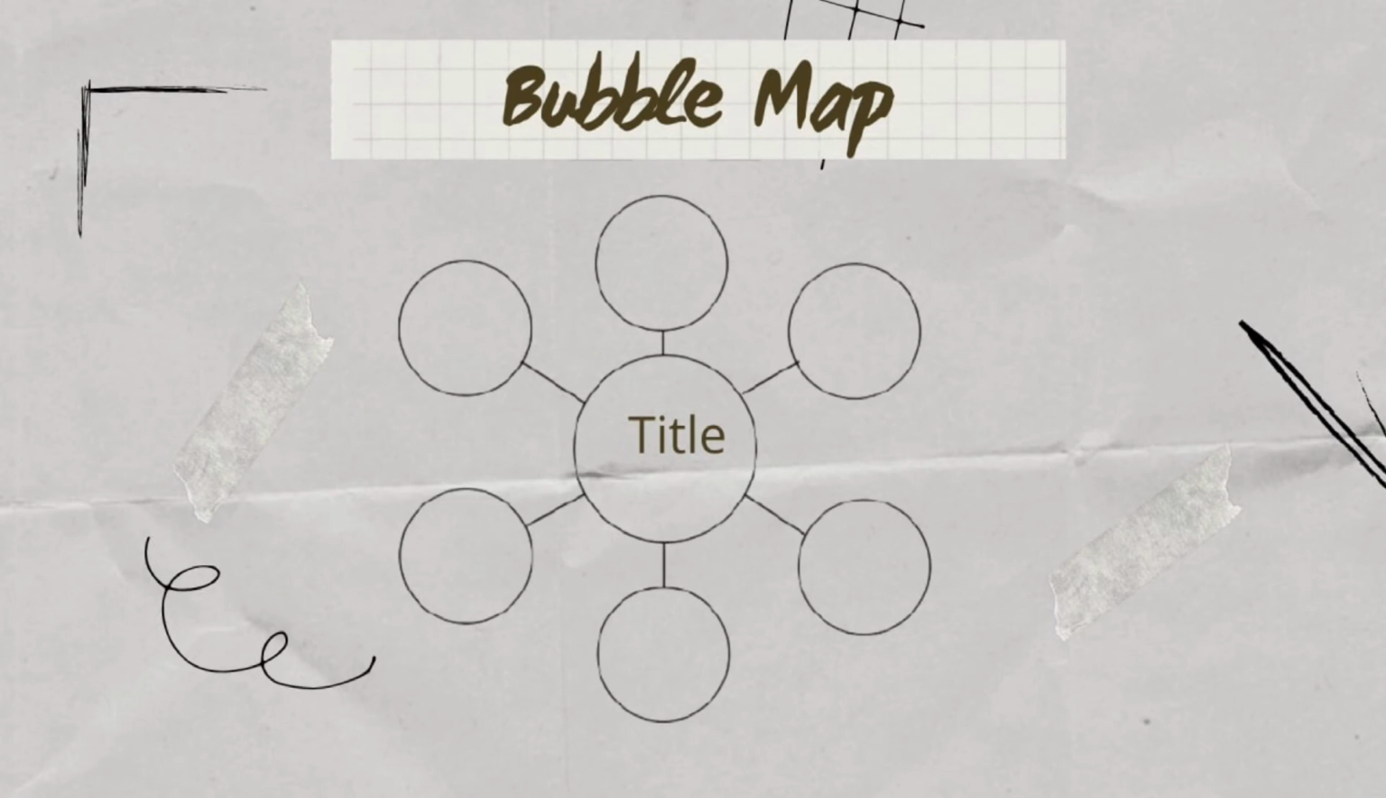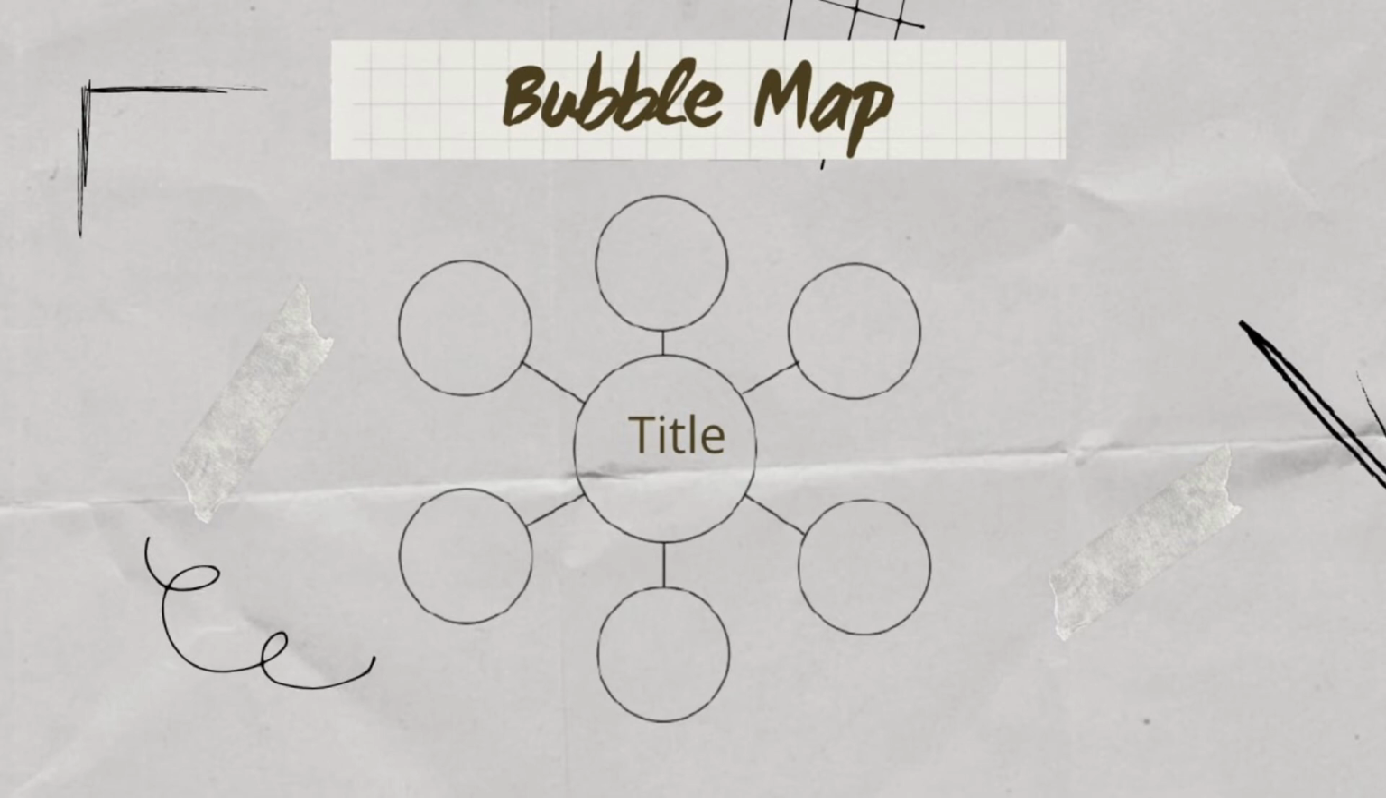Okay, here is the example for bubble map. It looks like a virus here. For this, in the middle, all of you just need to put the title for your bubble map. You need to be creative on creating your title so that everyone can understand it. As for the little bubble outside the title, is for you to put your point. Each point for each bubble.